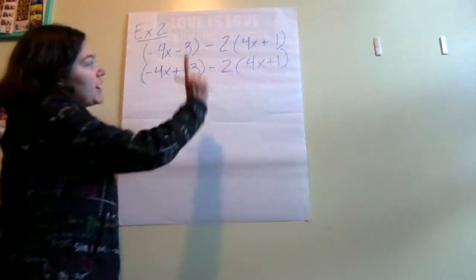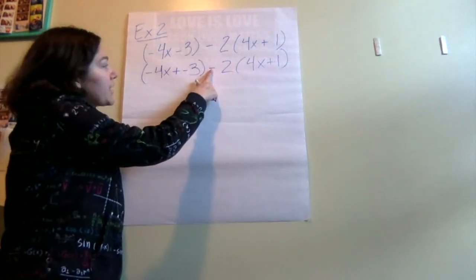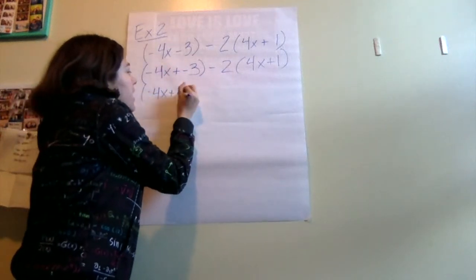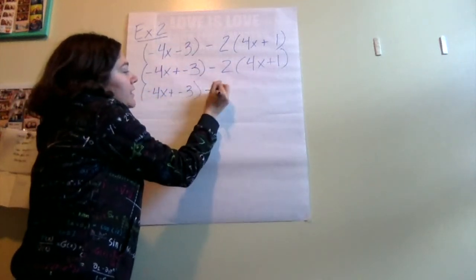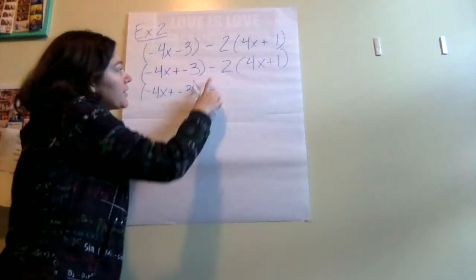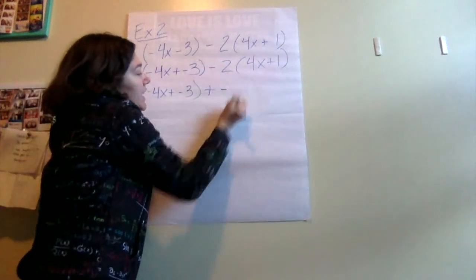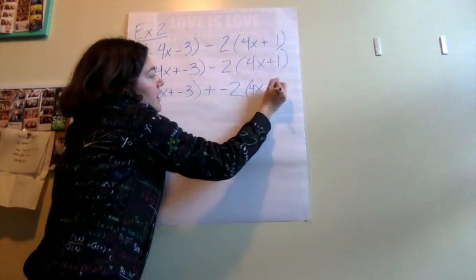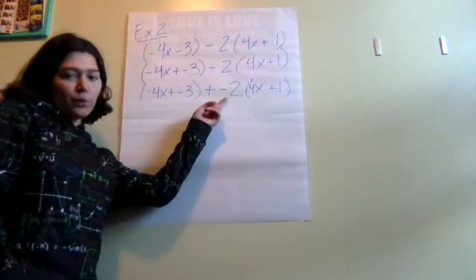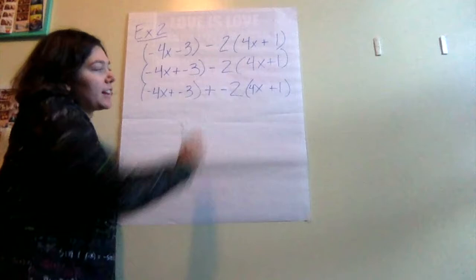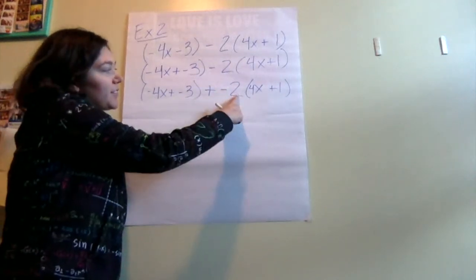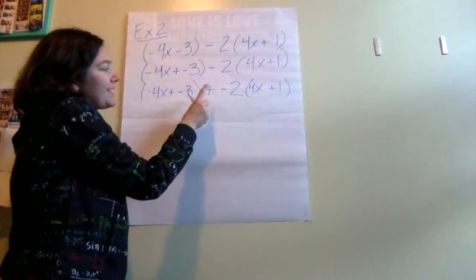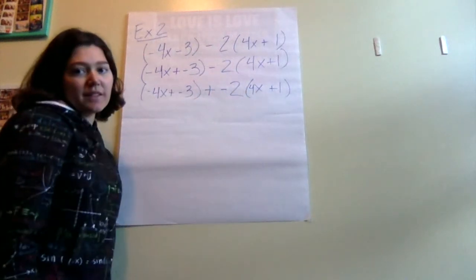Alright, now I want to change this subtraction sign, the main subtraction sign, into addition. So subtracting is the same as adding the opposite, right? So I replace the minus with adding a negative. And then you could write negative 1 times 2, but since the 2 is already out front, we can just carry that negative sign with the 2. So subtracting 2 times this thing is the same thing as adding negative 2 times this thing.